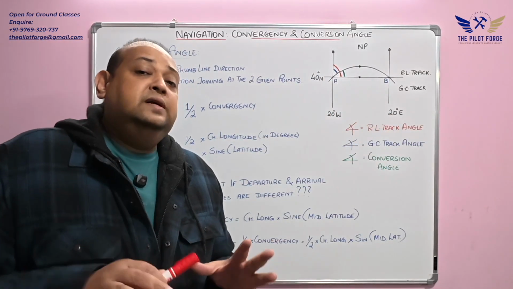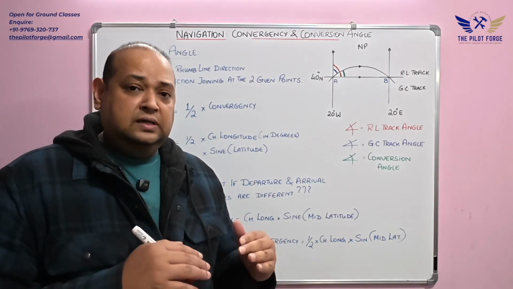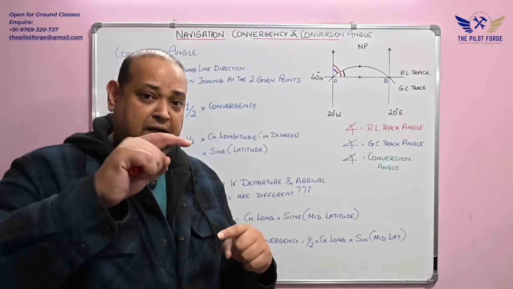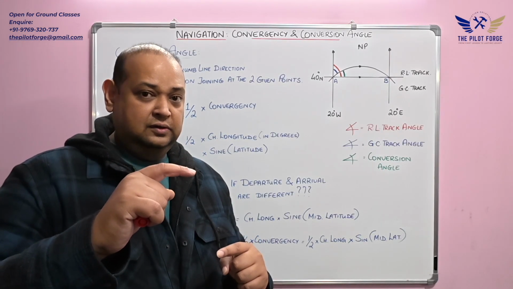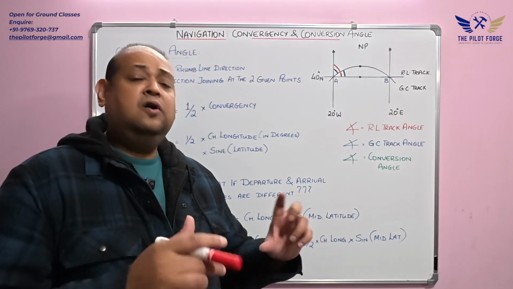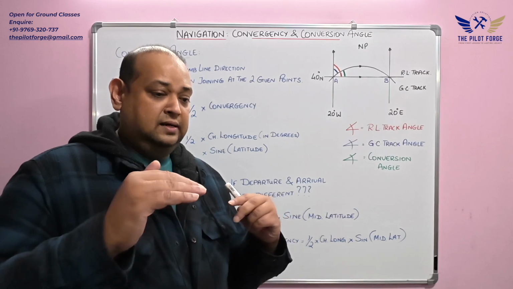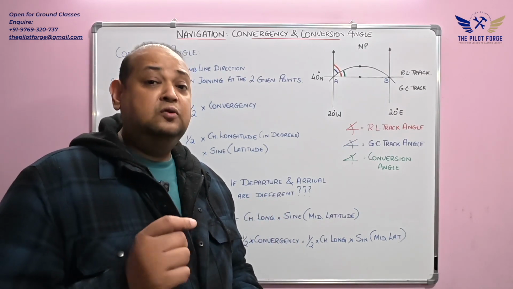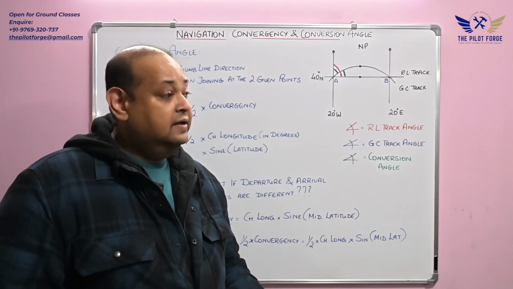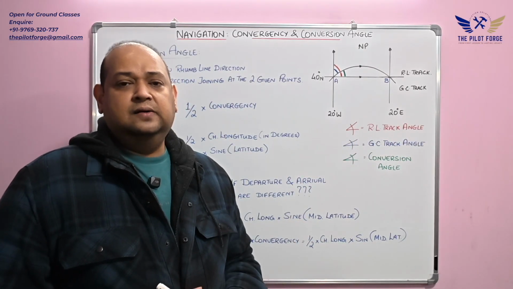Now, why do we say middle latitude? It's very simple. Again, you need to consider the latitudes between the departure and the arrival latitudes. It can happen that you depart from the southern hemisphere and arrive in the northern hemisphere, or vice versa. In that case, you need to understand that the difference between the two needs to first be found out, then divided and either added or subtracted as required. After this, we'll take a look at a couple of problems.